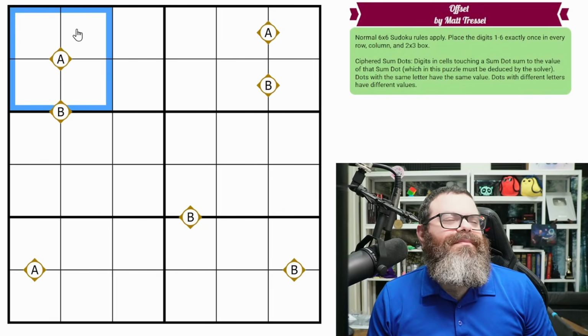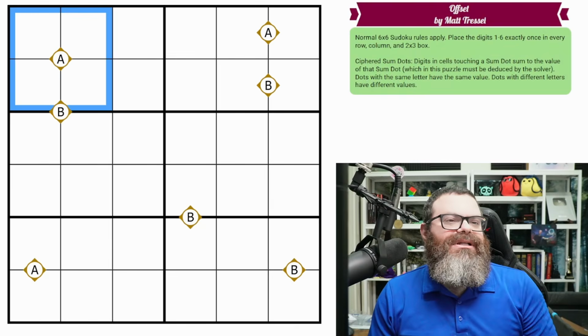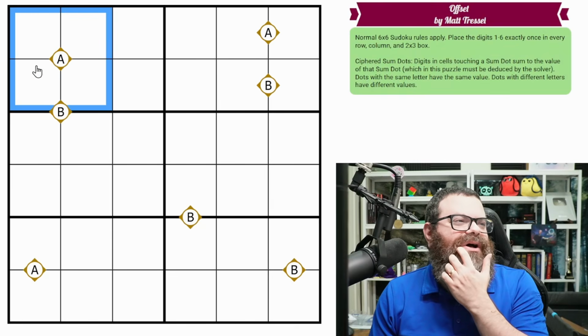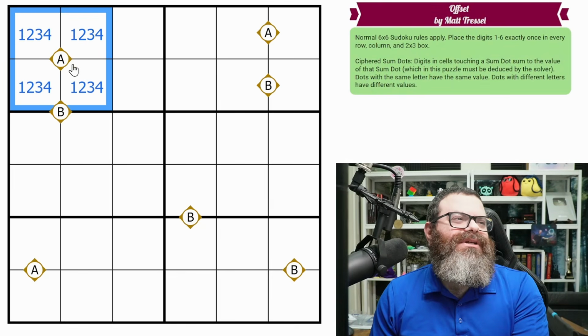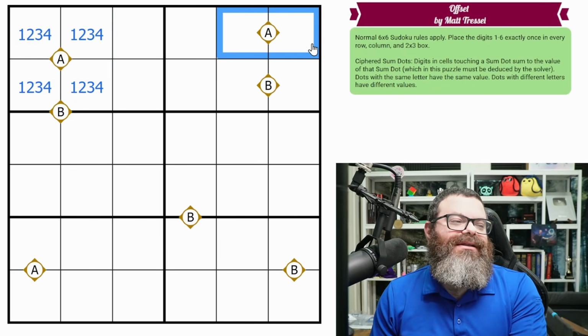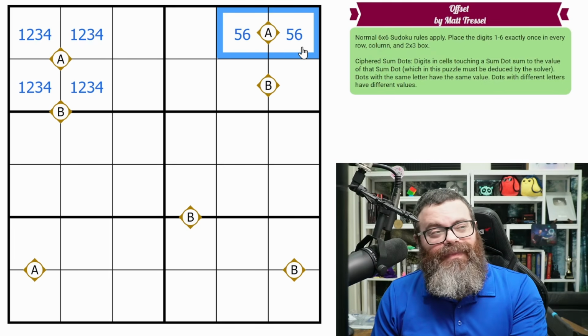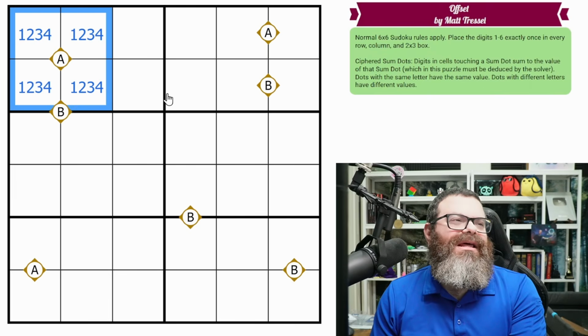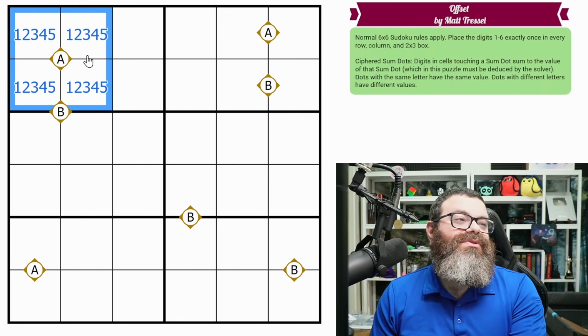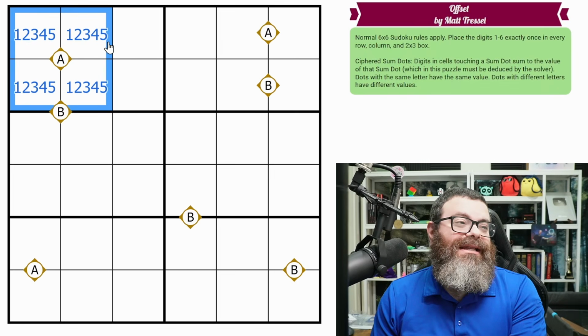Okay, so I noticed in the top left here, this A, what is the absolute minimum it could add to? Because it's all in the same box. The minimum it could add to is 1, 2, 3, 4, because we can't repeat in a box, and that would be 10. Now, what's the maximum an A could add to in here with these two? Well, it would be 5, 6, adding to 11. So this adds to 10 or 11 only. And that tells me that it's either 1, 2, 3, 4 or 1, 2, 3, 5. Those are the ways to add to 10 or 11.